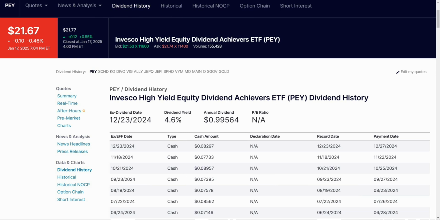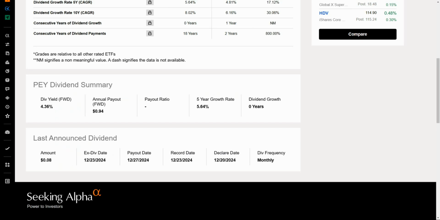Now, on the other hand, you have high yield dividend ETFs like the Invesco High Yield Equity Dividend Achievers ETF, PEY. It offers a dividend yield of 4.6% currently, which is a bit higher than SCHD. But if you look at the dividend growth rate of this ETF, it is only around 6%. So SCHD's annual dividend growth rate significantly beats out the higher yield ETF. Now, in short, what this means is that if your time horizon is longer, you probably want an ETF like SCHD that offers a high dividend growth rate.